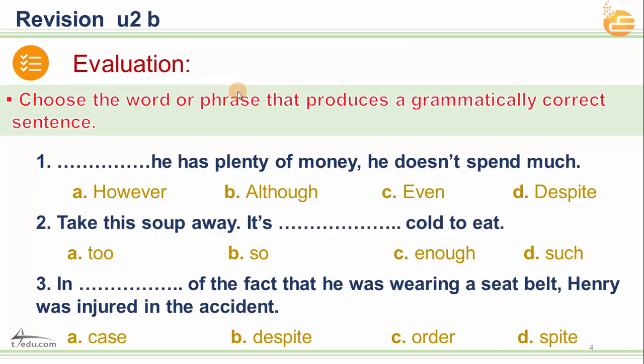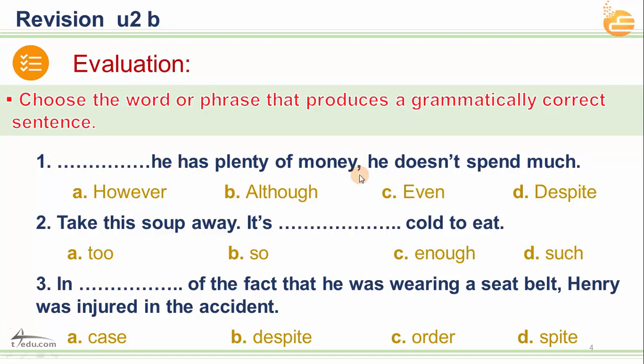Now, let's warm up with some kind of evaluation to remember how we choose the word or phrase that produces a grammatically correct sentence. If you remember, in Unit 2 and 3, we talked about even though, although, despite, however, so, and to. So one is correct here. We have 4 options: A, B, C, and D. So what would we say?